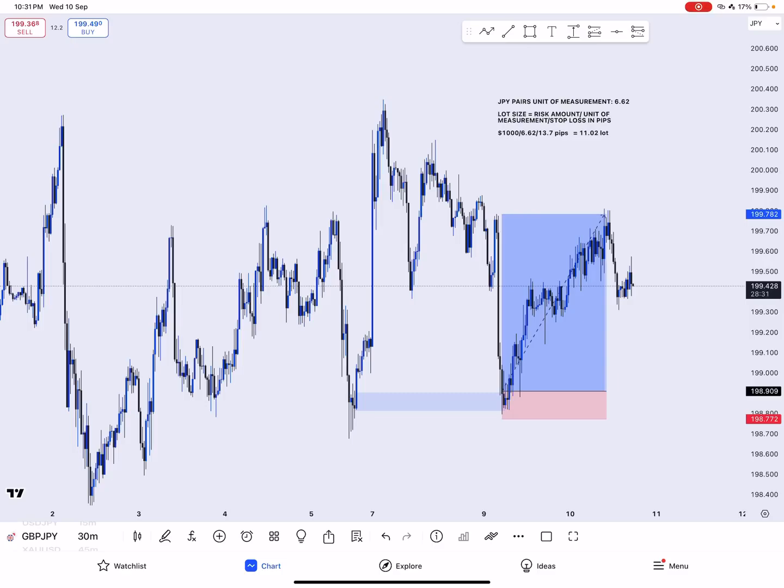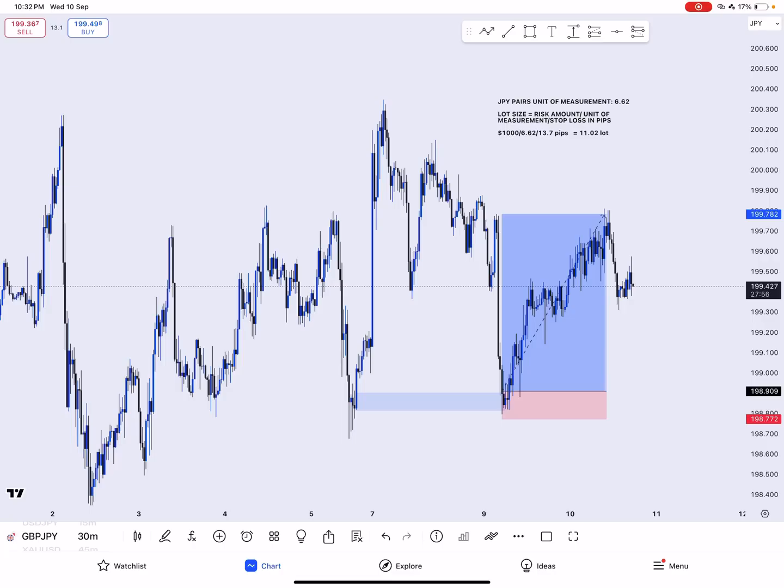So whichever amount of money you are risking, if it's $1,000, you'll do $1,000 divided by the unit of measurement of all JPY pairs. Even if it's AUD JPY, it's the same process. Euro JPY, same process. USD JPY, same process. Whichever amount of money you are risking, you divide it by 6.62, then you divide it by the stop loss amount in pips. That's how you get the lot size. Whatever it gives you is the lot size you should use for that particular trade. So that is it for JPY pairs. I'm using GBP JPY for example, but it's the same across all other JPY pairs.